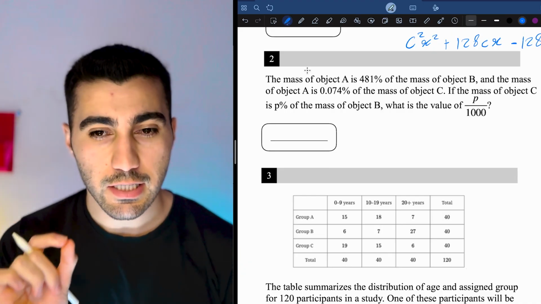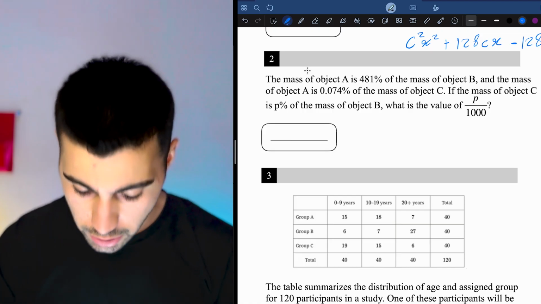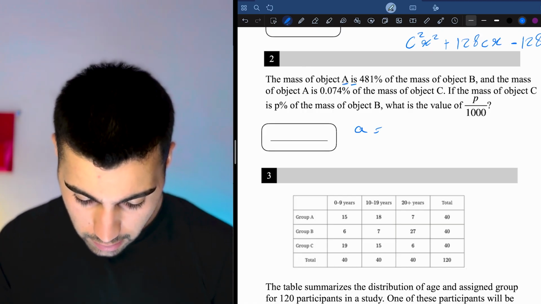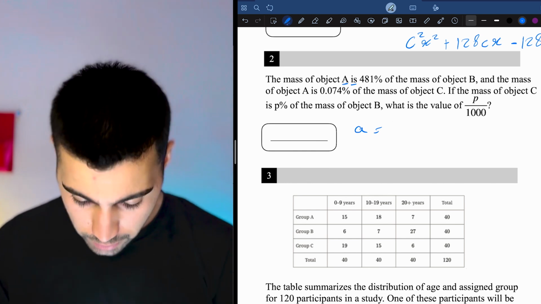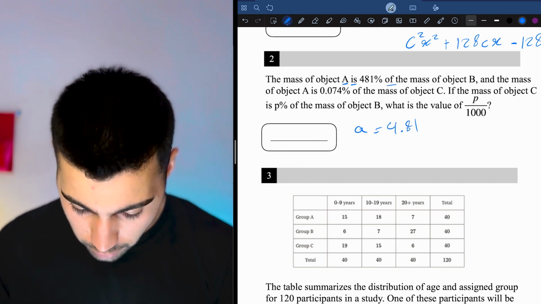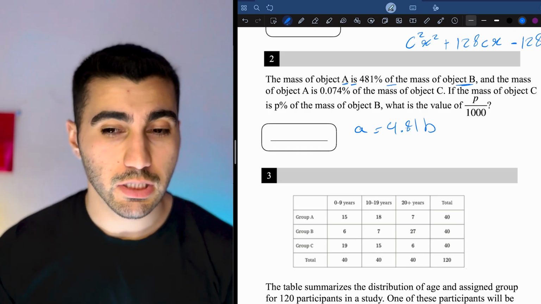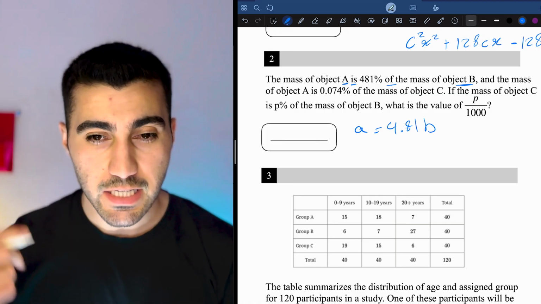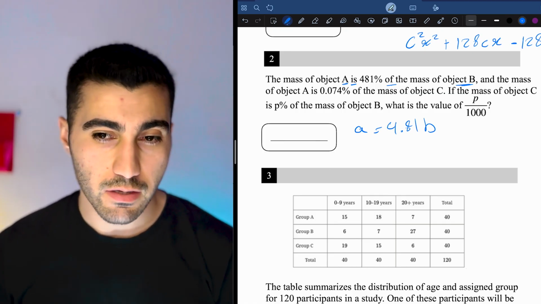So from the first sentence, the mass of object A is 481% of the mass of object B. So I'm just going to write A equals 481% of, which means I'm going to divide 481 by 100. So it's going to be 4.81 of the mass of object B. So A equals 4.81b. That's my first equation. The second one is the mass of object A is 0.074% of the mass of object C.